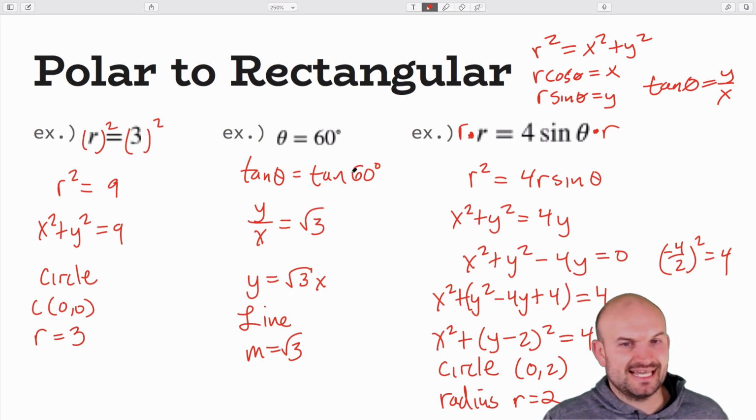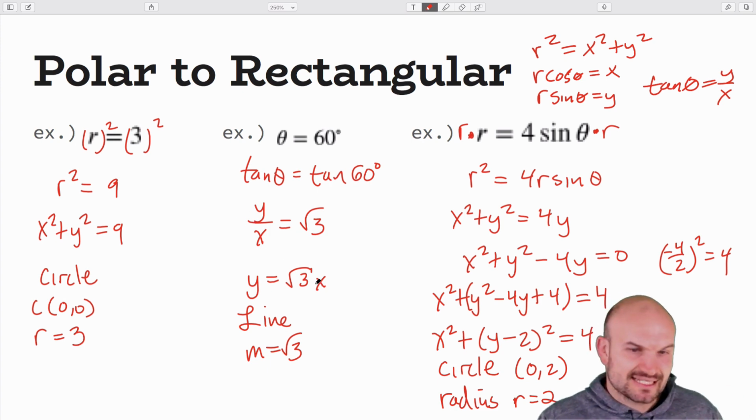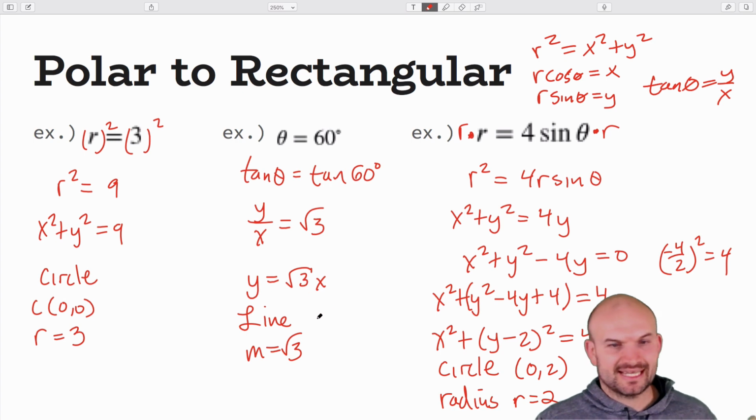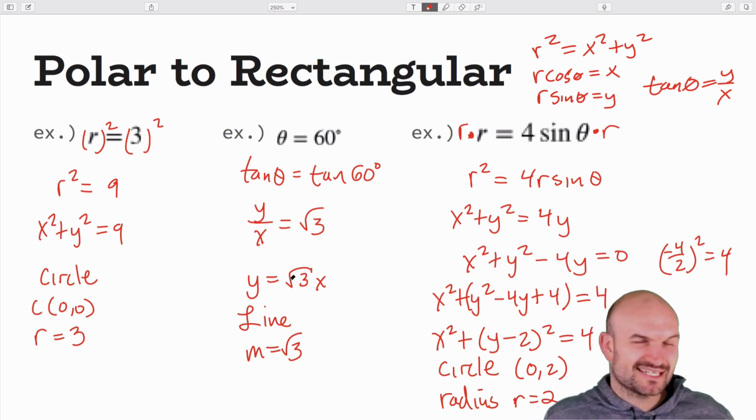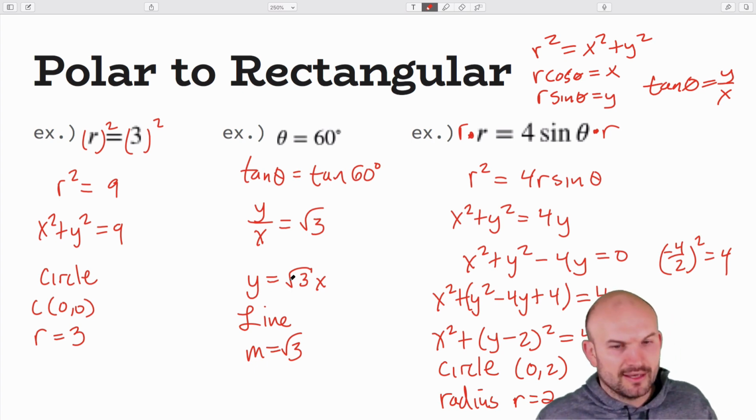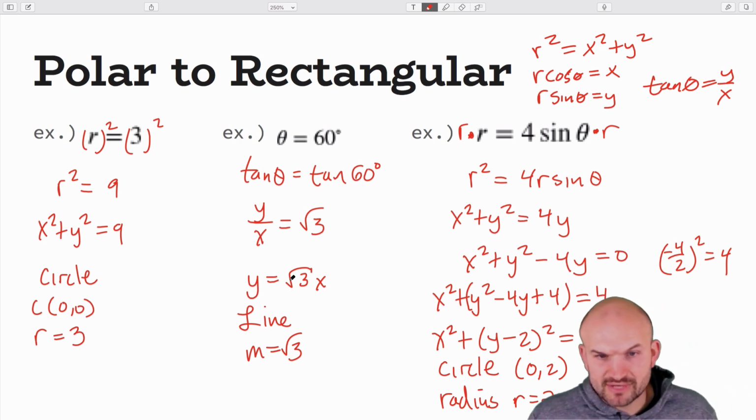So when I take the tangent of both sides, I now have tangent of theta equals tangent of 60 degrees. Tangent of theta is y over x. Tangent of 60 degrees is the square root of 3. Now, to solve for y, I just multiply by x on both sides, and you can see that I get a line. That's an equation, y equals mx plus b, where b is 0. But you can see the slope is square root of 3, which is kind of weird, but it works, right? That's going to produce a line.